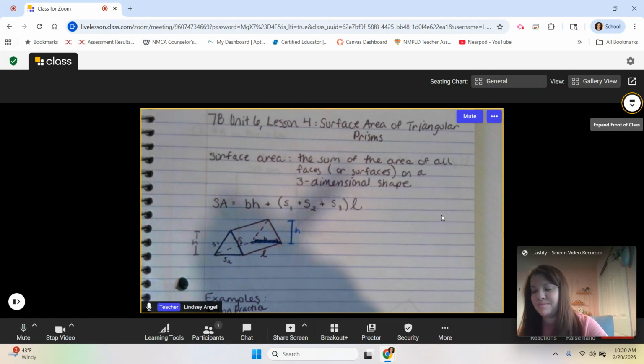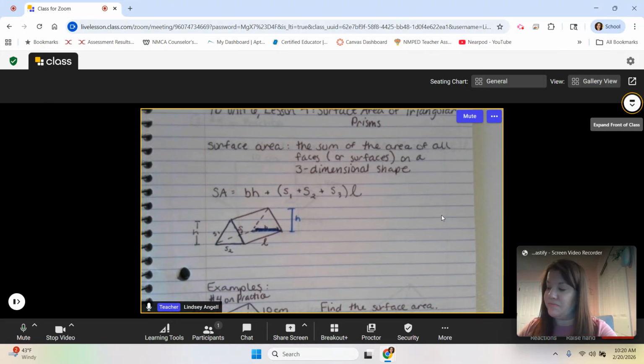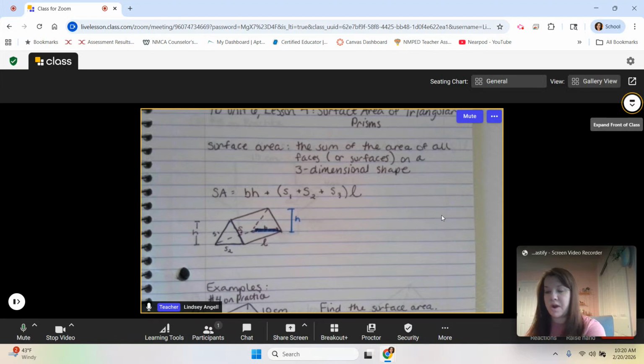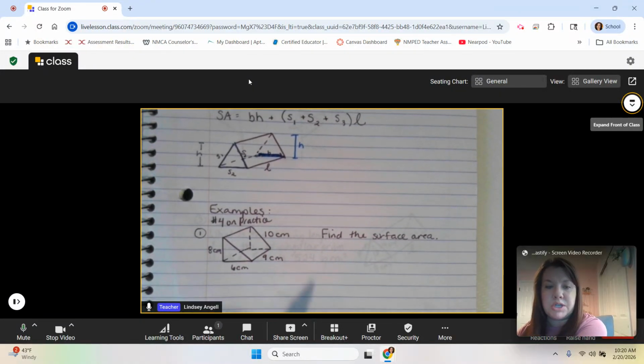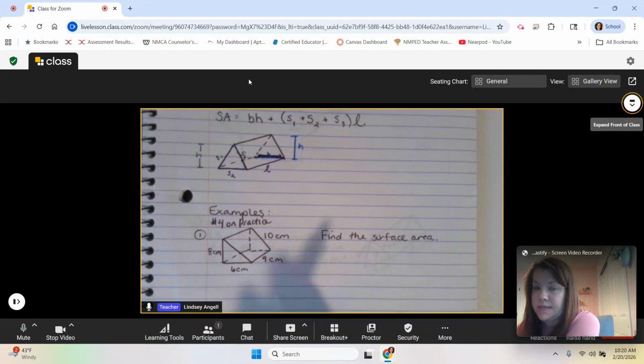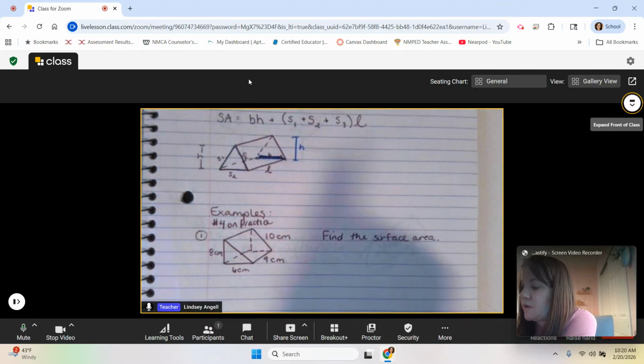The way we have to structure it is a little different. So let's get into some examples before I confuse you anymore with this abstract language. The first one we're going to do is number 4 from your practice. We're given this nice triangular prism, and it says find the surface area. Again, we're going to be using this formula.